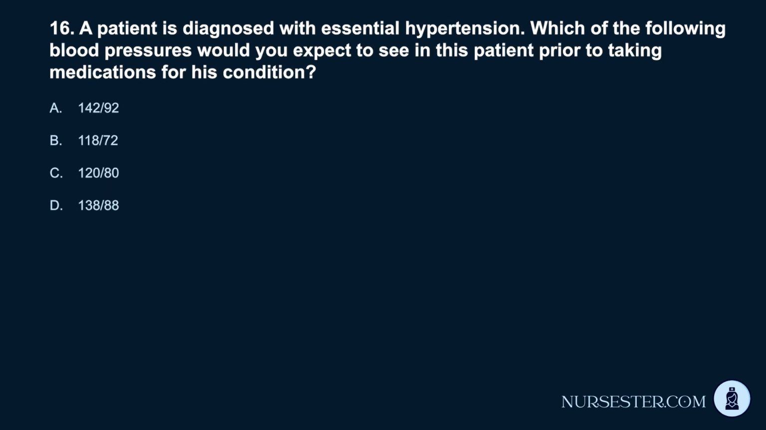16. A patient is diagnosed with essential hypertension. Which of the following blood pressures would you expect to see in this patient prior to taking medications for his condition? A.